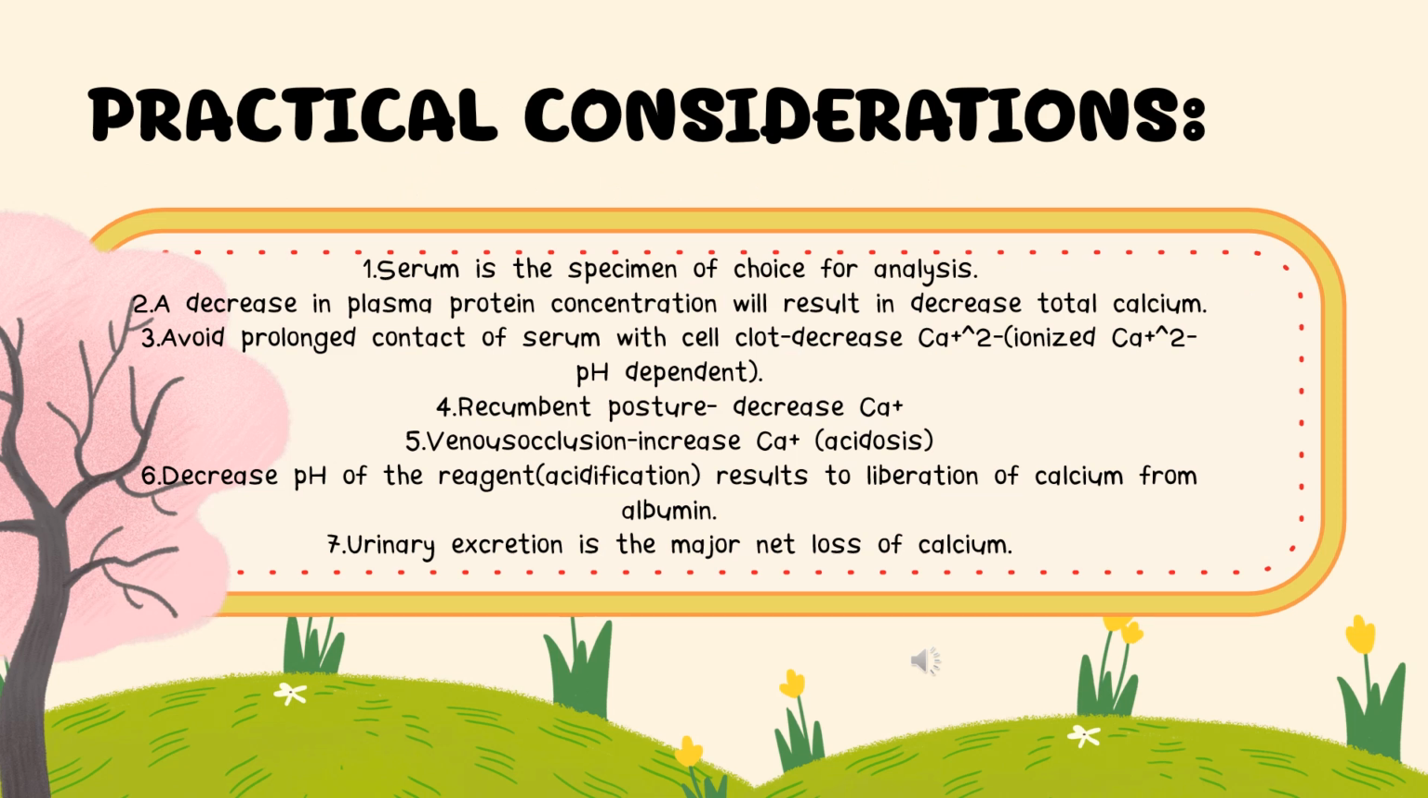Practical considerations: 1. Serum is the specimen of choice for analysis. 2. A decrease in plasma protein concentration will result in decreased total calcium. 3. Avoid prolonged contact of serum with the cell clot, which decreases calcium. 4. Ionized calcium is pH dependent. 5. Recumbent posture decreases calcium; venous occlusion increases calcium. Acidosis. 6. Decreased pH of the reagent: acidification results in liberation of calcium from albumin. 7. Urinary excretion is the major net loss of calcium.